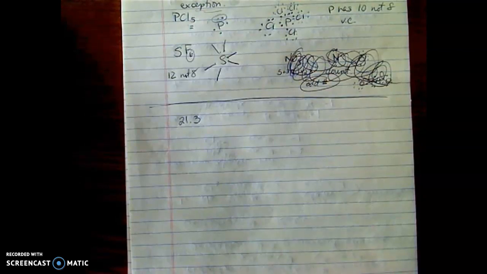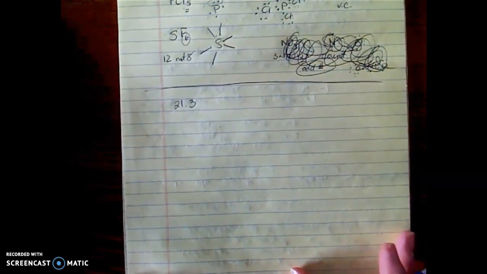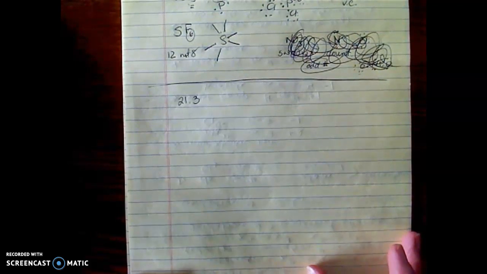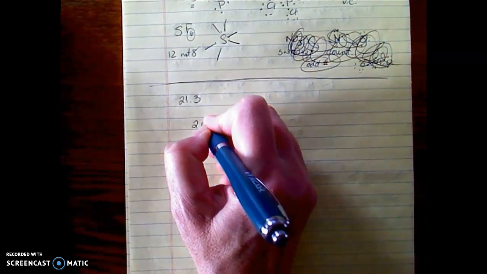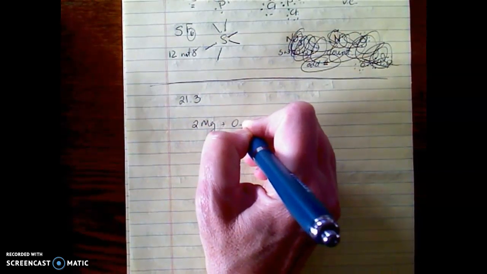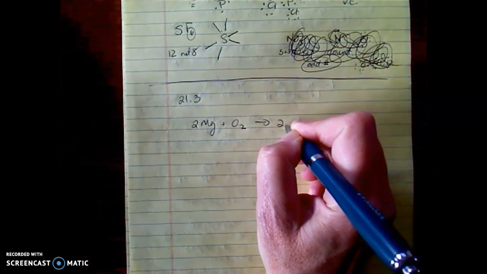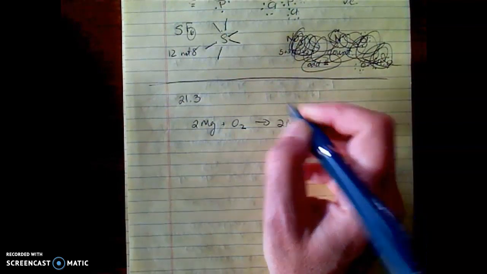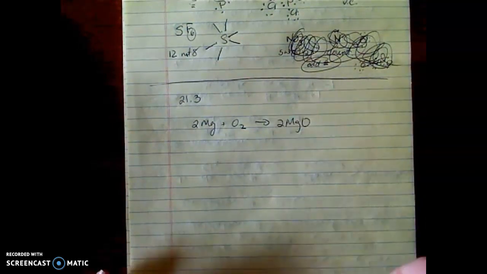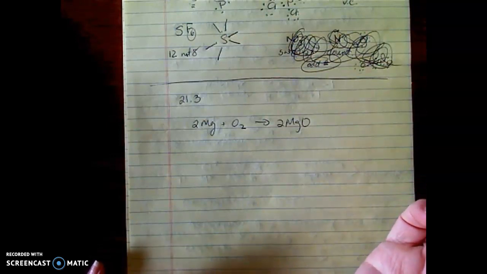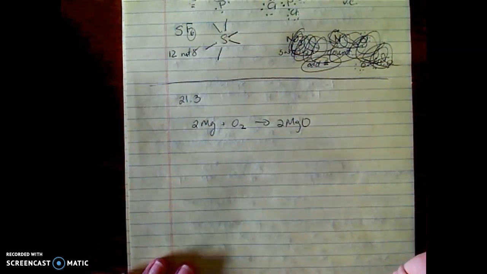All right, we're going to continue with oxidation and reduction. Section 21.3, how to identify an oxidation reduction reaction. We left off with 2 Mg plus O2 yields 2 MgO, and we looked at their oxidation states. That's how you tell. If they have a change in oxidation state, it's an oxidation reduction reaction.